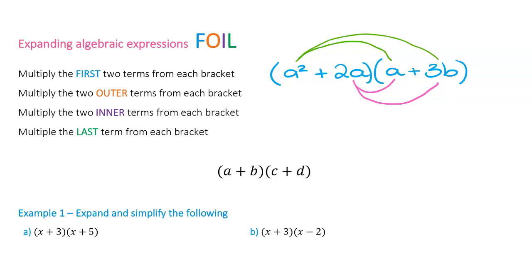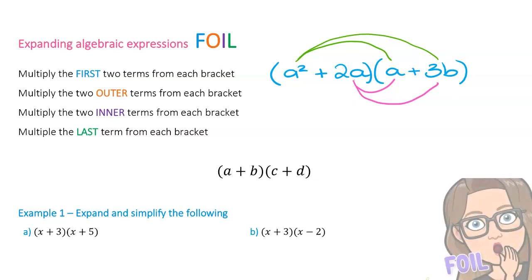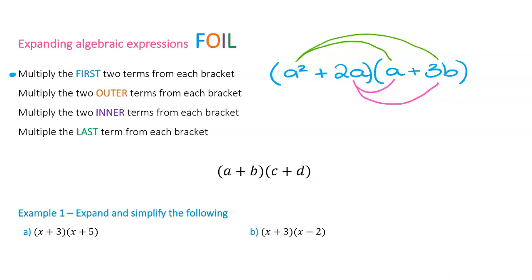So to be able to do this and to keep our working out in order and make sure we don't accidentally forget to do things, we remember this helpful word FOIL. Now, what does FOIL stand for? The F stands for first, and it's not just because we do it first. It says we're going to multiply the first two terms from each bracket.